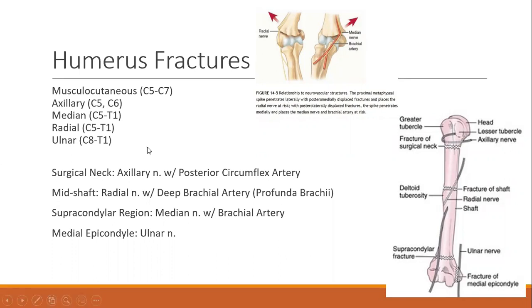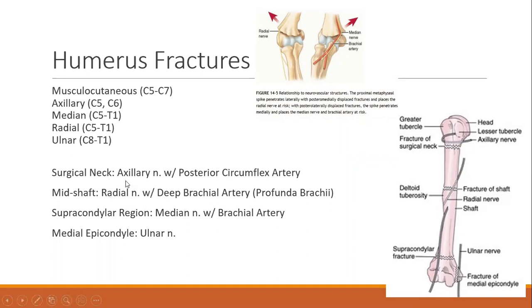Okay. So when you fracture the midshaft of your humerus, you can possibly damage your radial nerve and your profunda brachii because they're both running here. So you can see how this is in shadow. It's trying to show you that the nerve is going behind the bone. On the posterior aspect of the bone, there's an area called the radial groove.